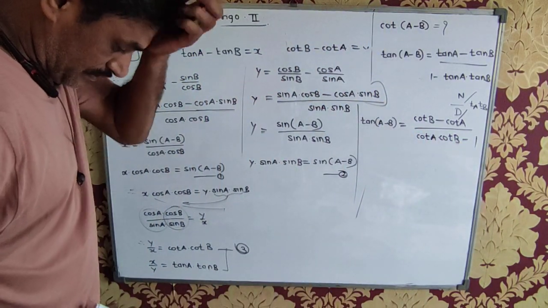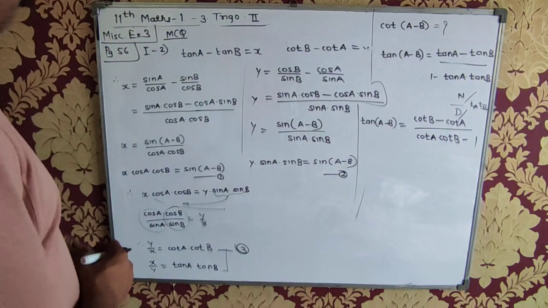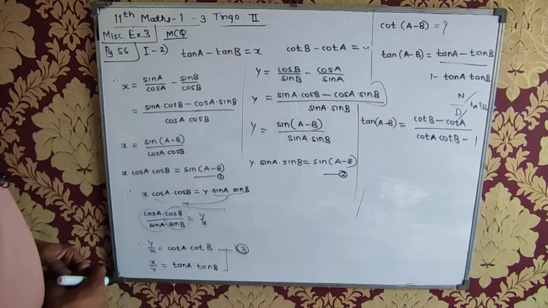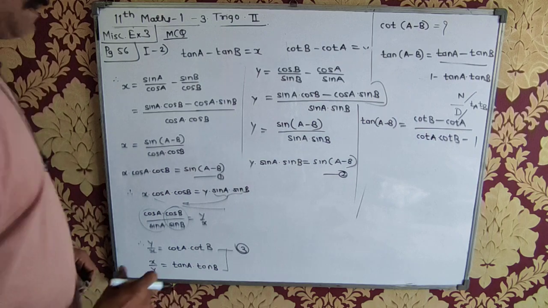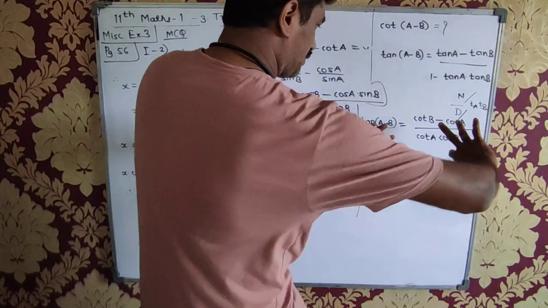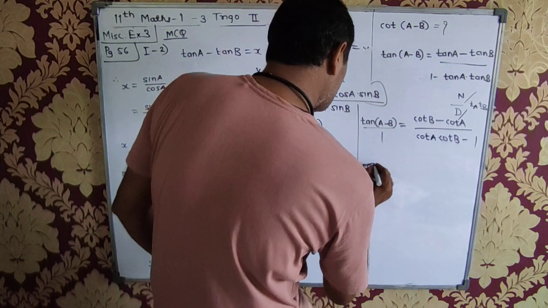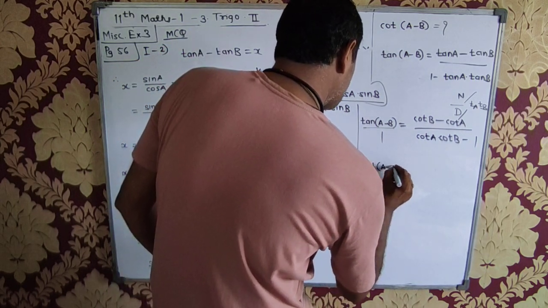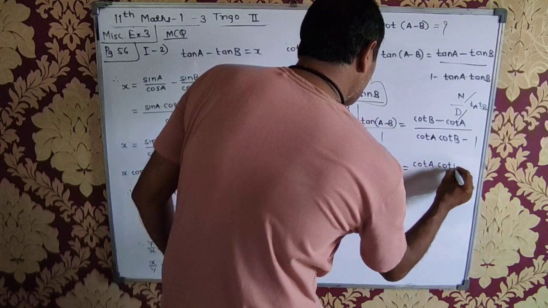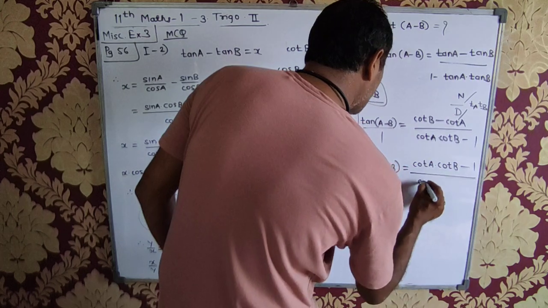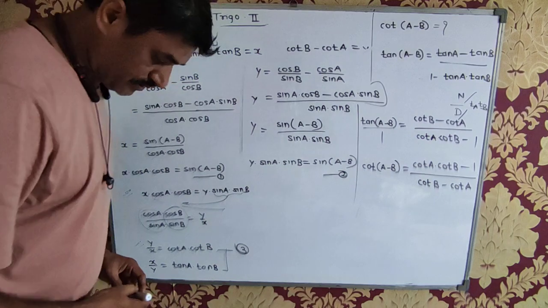All right. Now, cot A, cot B. What is cot B? What is cot A? Now take the reciprocal of both the sides. 1 upon tan is cot. Cot of A minus B is equal to cot A into cot B minus 1 divided by cot B minus cot A. Any doubts so far?